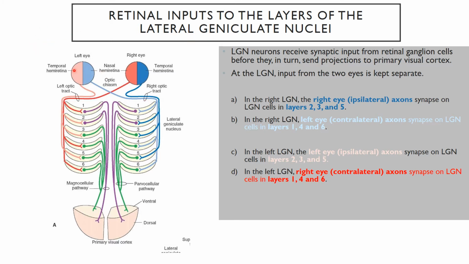Okay? So we've got red going down, staying ipsilateral on the left-hand side, and on the right eye, it decussates and goes to the left LGN. So this is a schematic of the LGN. And here we have the 6 layers. 1, 2, 3, 4, 5, 6.